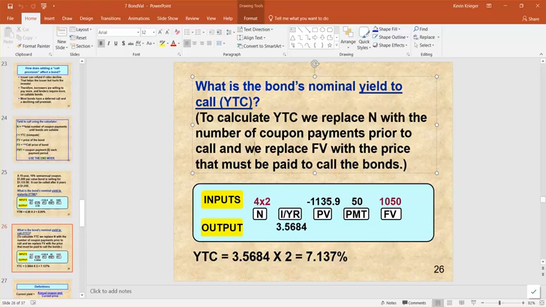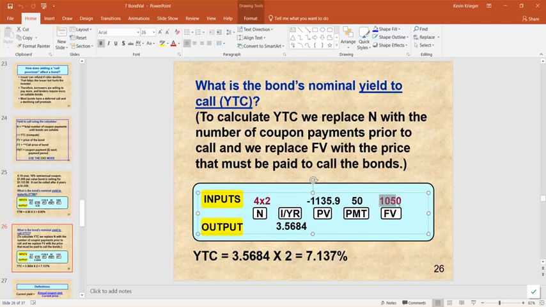Be careful with your signs. The new FV incorporates the early termination penalty, so it's $1050. When you run the math, you get the new yield of 3.5684. But again, that's every 6 months. Like always, if it's semi-annual, you have to deal with the yield. When you're solving for yield, that means to double. When you input it, you cut yield in half. When it's an output, it's doubled. It's all for being able to talk about yields in the correct way.